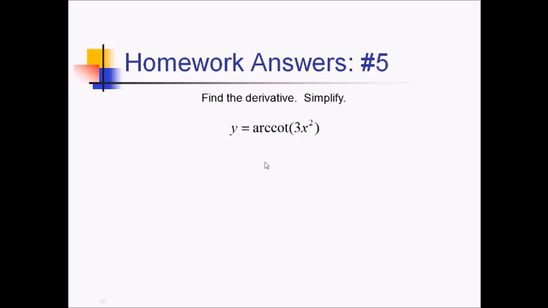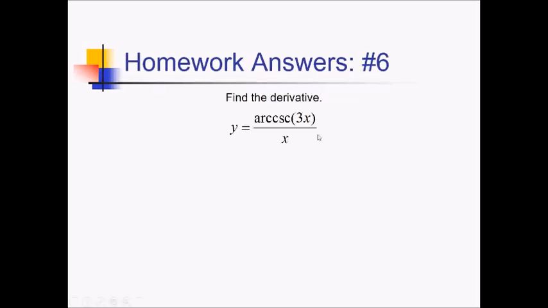On number 5, we've got a chain rule involving arccotangent. So for the outer function arccotangent, this is going to be negative 1 over this stuff squared plus 1. And then we have a tail of the derivative of this, which is 6x. We can simplify this a little bit. So I'll put the 6x up top and make it negative. Downstairs, this will be 9x to the 4th plus 1.